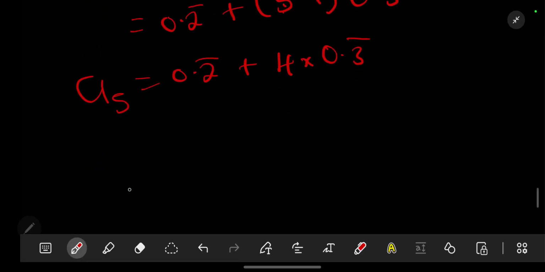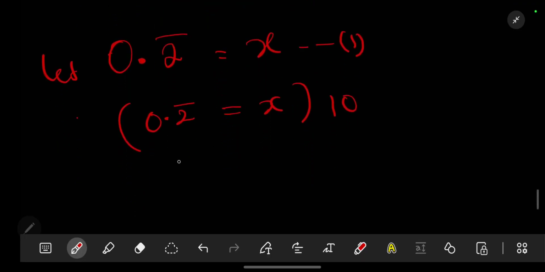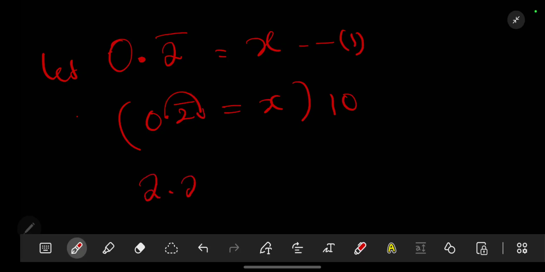Remember what we were doing under conversion of rational numbers. We have 0.2 bar, let this be equal to x, so this will be our equation 1. Equation 2 will be: we multiply this number by 10. This gives us 10x. The decimal point moves one place, so we have 2.2 bar, with the 2s continuing, equal to 10x. So this will be our second equation.